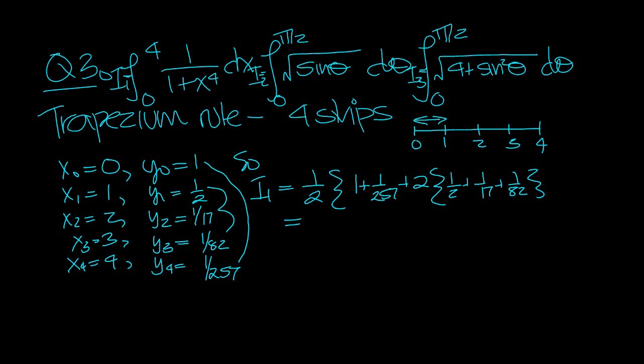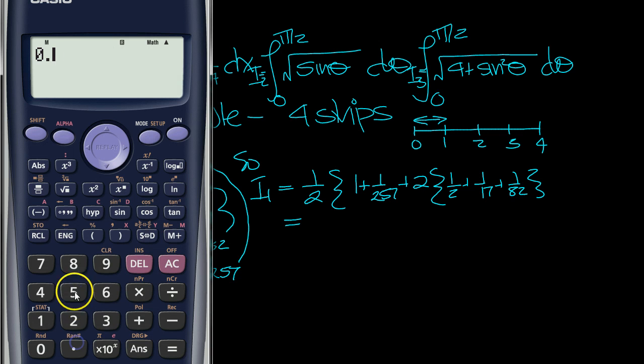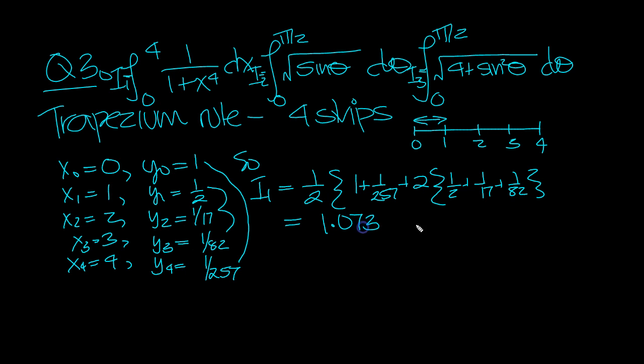Okay, let's tap it out then. We need the calculator. So a half is 0.5 times bracket 1 plus 1 divided by 257, plus 2 times bracket half, which we can write as 0.5, plus 1 over 17 plus 1 over 82. Close that bracket, close the bracket for the whole thing. 1.073 to 3 decimal places. So that's I1 done then.